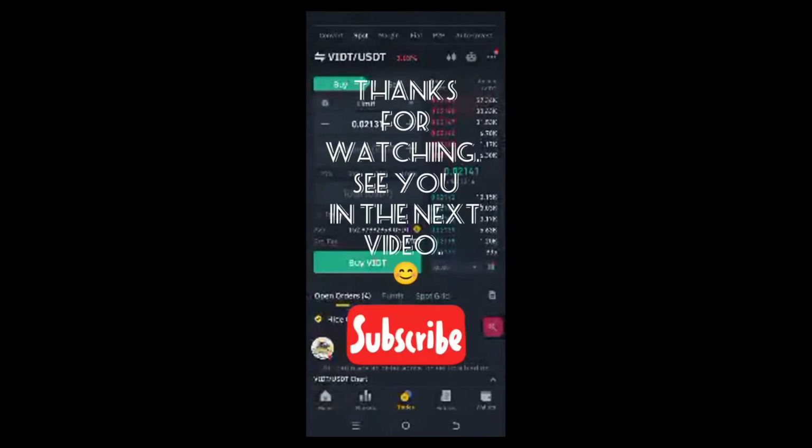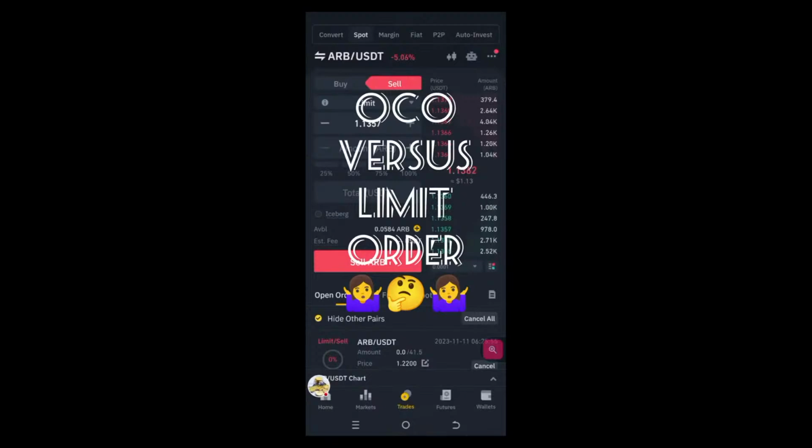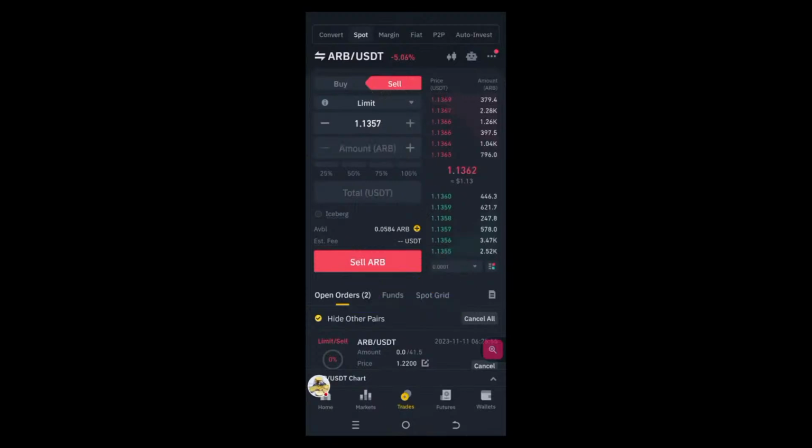Okay, that's great. So we're going to ship out our profit right about now. OCO versus limit order. Why would I go for that? A limit order gives me an opportunity to set the amount I want to get. Now, you need to understand it. Limit order gives you an opportunity to set an amount that you want to get. So you set that amount.